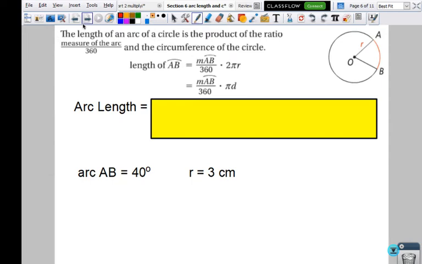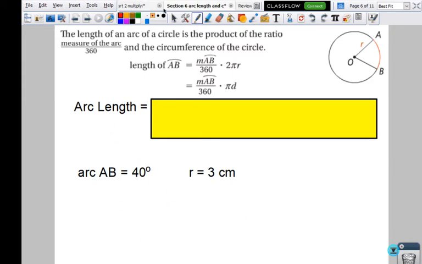All right. So we found circumference. We are also going to find arc length. Arc length is like the outside of a circle, or part of the outside of a circle, like if you had a pizza and you cut it, the outside crust.